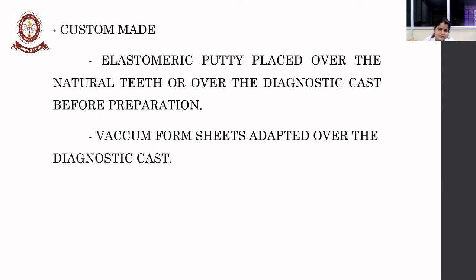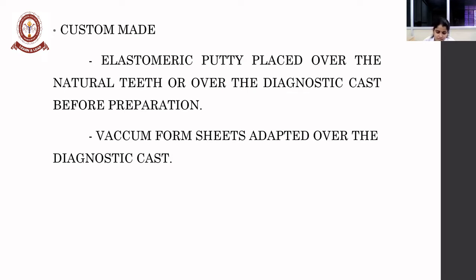Then next, coming to custom made. For making a custom made provisional restoration, what we have to do is, first of all, before preparing the tooth, we have to make the diagnostic cast with the help of an alginate impression. And then after pouring the cast, we have to take the putty, that is elastomeric impression material. The elastomeric impression material should be placed over the natural teeth, and you take the mold of the natural teeth, which is to be done before preparing the tooth.